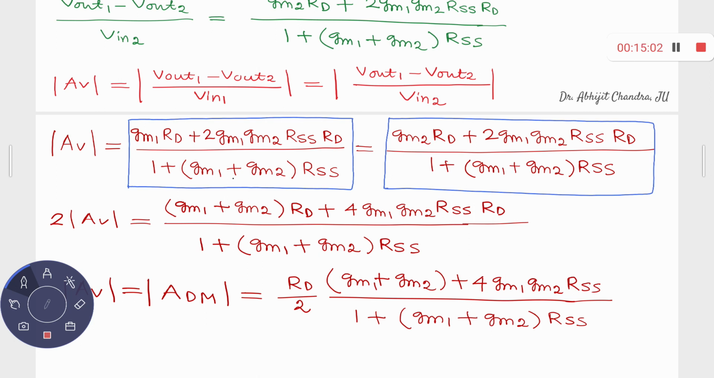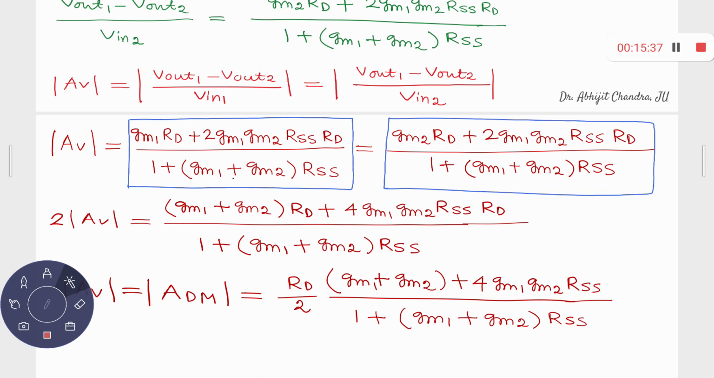What is that? The denominator being the same, 1 plus GM1 plus GM2 RSS, and if you add the numerator, GM1 plus GM2 RT plus 4 GM1 GM2 RSS RT. That is twice mod AP. Then what is mod AP? That's nothing but the differential mod ADM, because we have applied the differential input. So what is this mod ADM? This mod ADM is mod AP. If you just divide it by 2, then what is that? RT upon 2, GM1 plus GM2 plus 4 GM1 GM2 RSS over 1 plus GM1 plus GM2 RSS. That is the entire expression for mod AP or mod ADM.